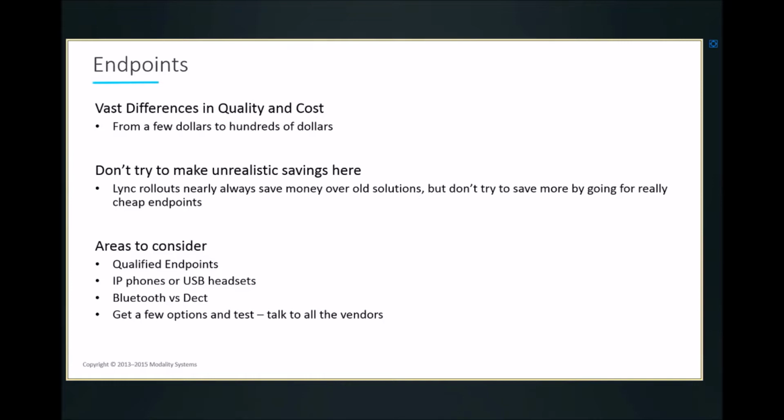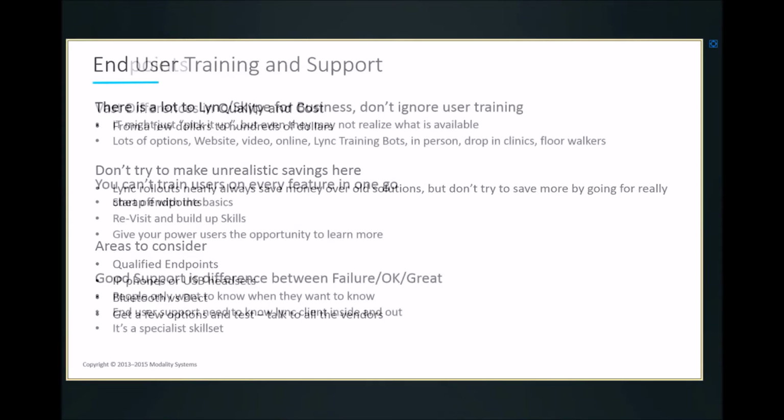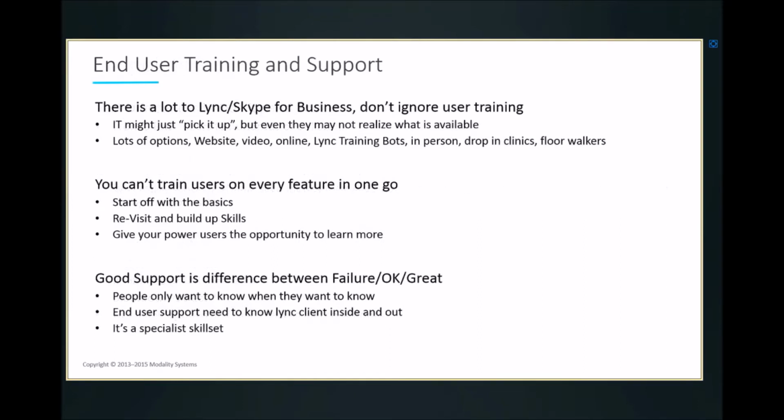In terms of areas to consider, think about qualified endpoints. Microsoft runs a certification program for endpoints, and think about whether users want IP phones or headsets, Bluetooth or decked. The biggest advice is get a few options, talk to the vendors, test them out, make sure you're comfortable. Certainly test things before you're deploying them at scale.